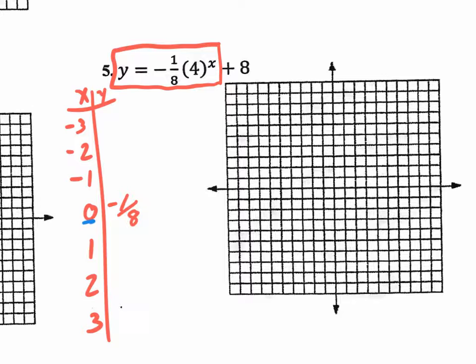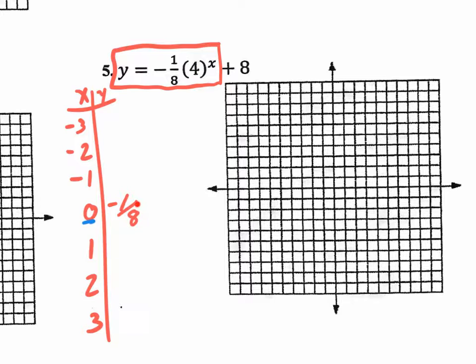Now, instead of plugging in a 1 right there to see what I get, instead of plugging in a 2 right there to see what I get, I'm going to use this growth factor. It's a growth factor because it's greater than 1. If it were less than 1, like if it were a 1/2 or a 1/4, then it would be a decay factor. But I know it's 4, so it's going to grow.